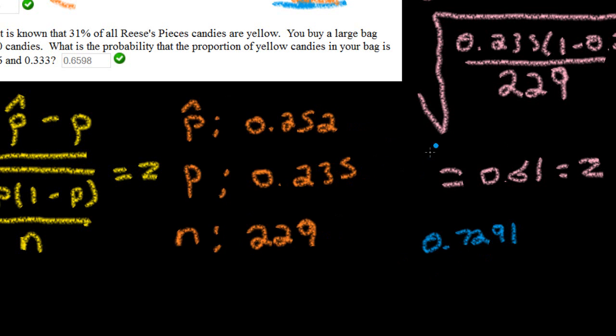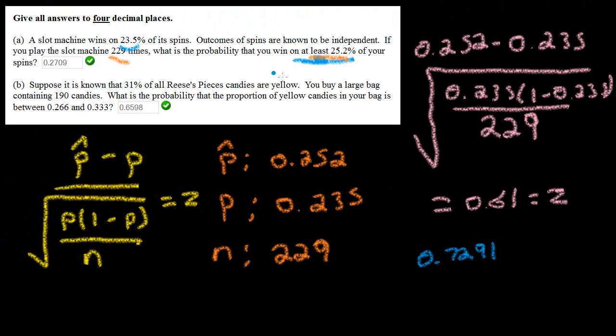Going back, 0.7291. But we're not finished yet, because if you look at the question, it's asking what the probability is of you winning at least that amount. At least means this amount or greater. What we found was that proportion or less, meaning we just have to do 1 subtract this proportion to get the final answer. If you were to do that calculation out, you would get 0.2709, which sure enough is the answer we have right here. So that would be how you solve the first question regarding sampling distributions.